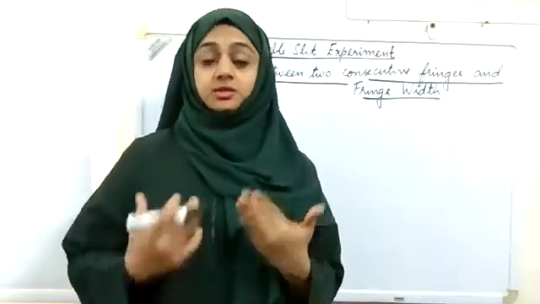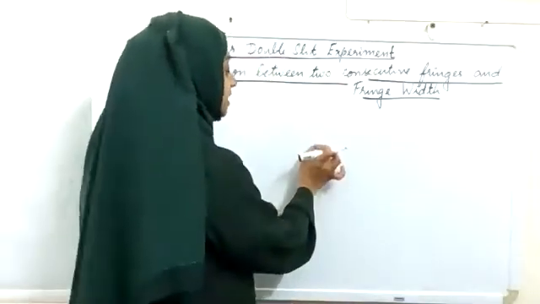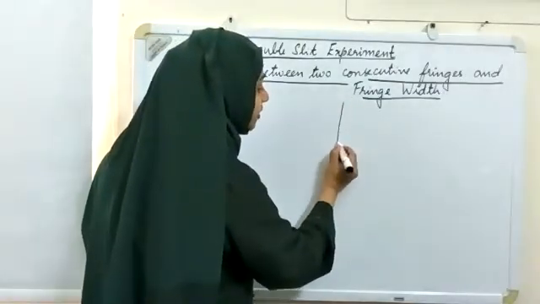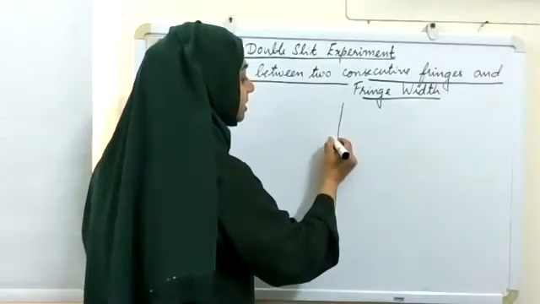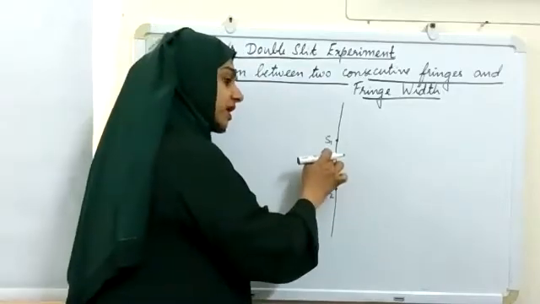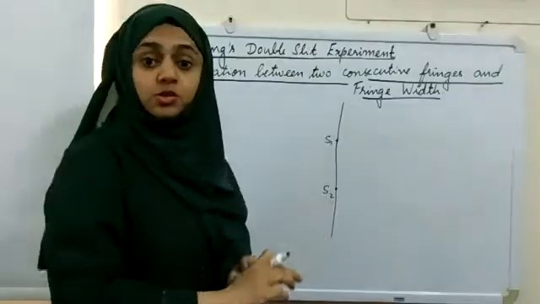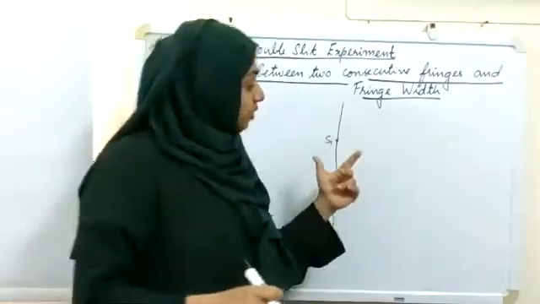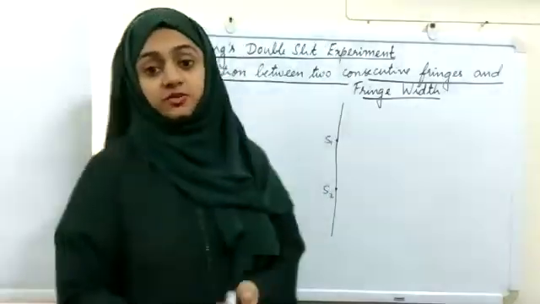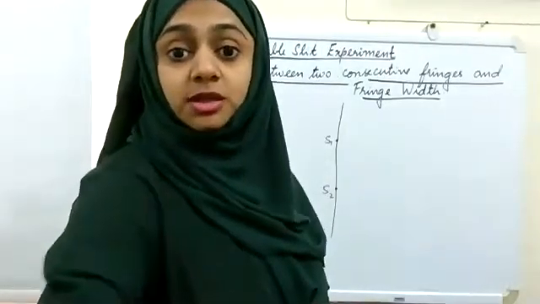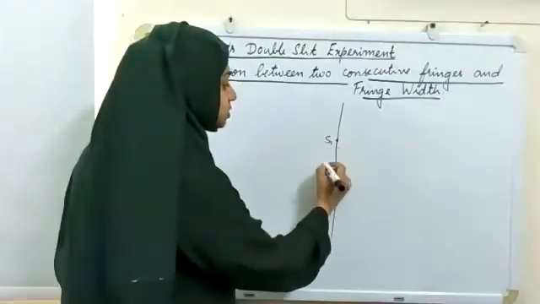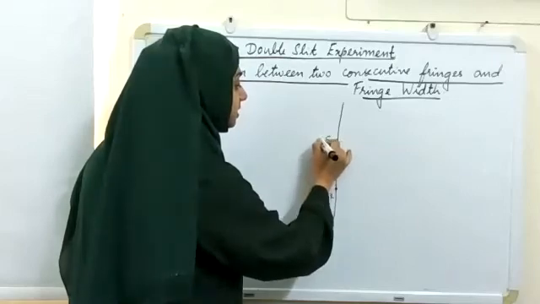We saw that in Young's double slit experiment, light from a single source is divided into two sources with the help of two slits. Let me represent them as S1 and S2. We need a single source of light which is separated into two independent sources, because only then we will get coherent sources of light that meet, and on the screen we can see the interference pattern. So it is very important that we take the light from a single source. Now the separation between these two slits is represented by the letter A.